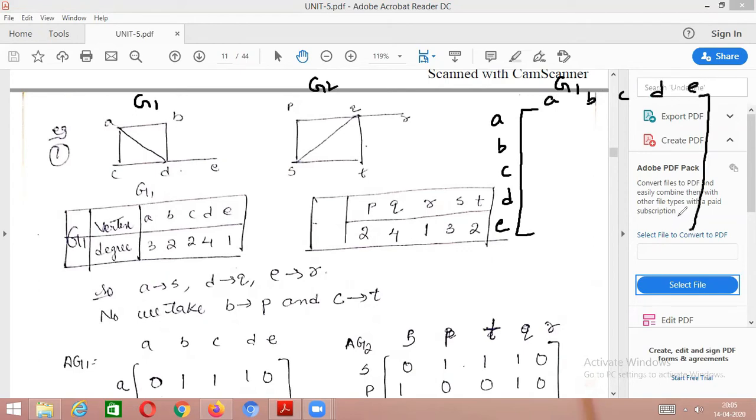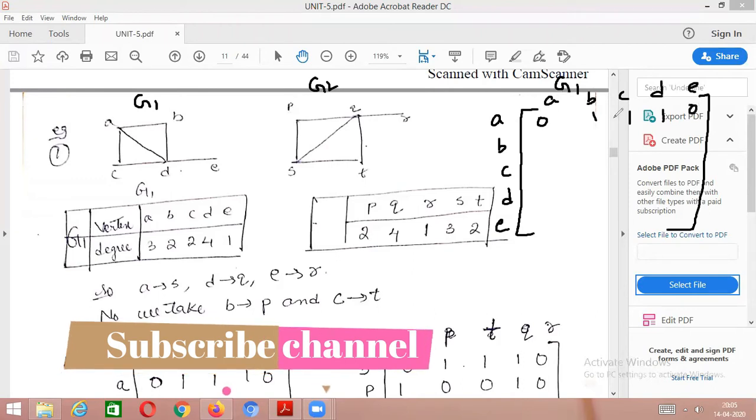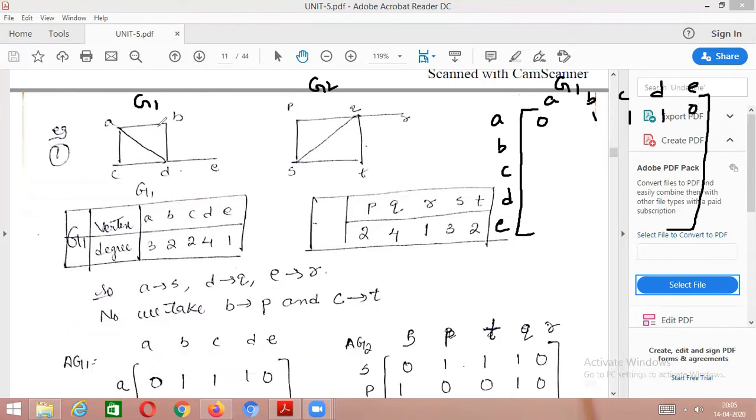Okay. Next, A to A, is there an edge? No, 0. A to B, is there an edge? Yes, 1. Next, A to C, is there an edge? Yes, 1. If the edge is there, you have to write 1, otherwise 0. Next, A to D, is there an edge? Yes, write 1. Next, A to E, is there an edge? No, 0.